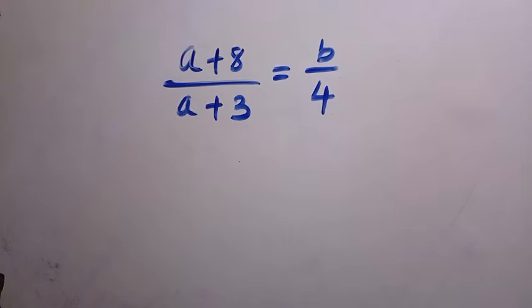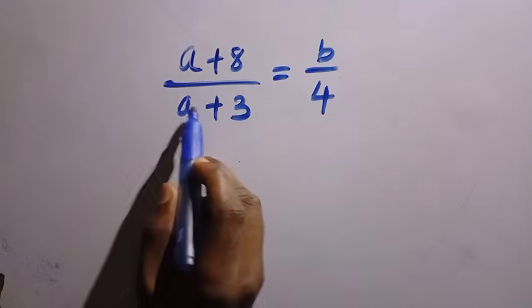If A and B are members of natural numbers, what is A and what is B? How many solutions are we going to get for A and B? Let's draw the answer in the comment box, and I'll be solving this step by step.